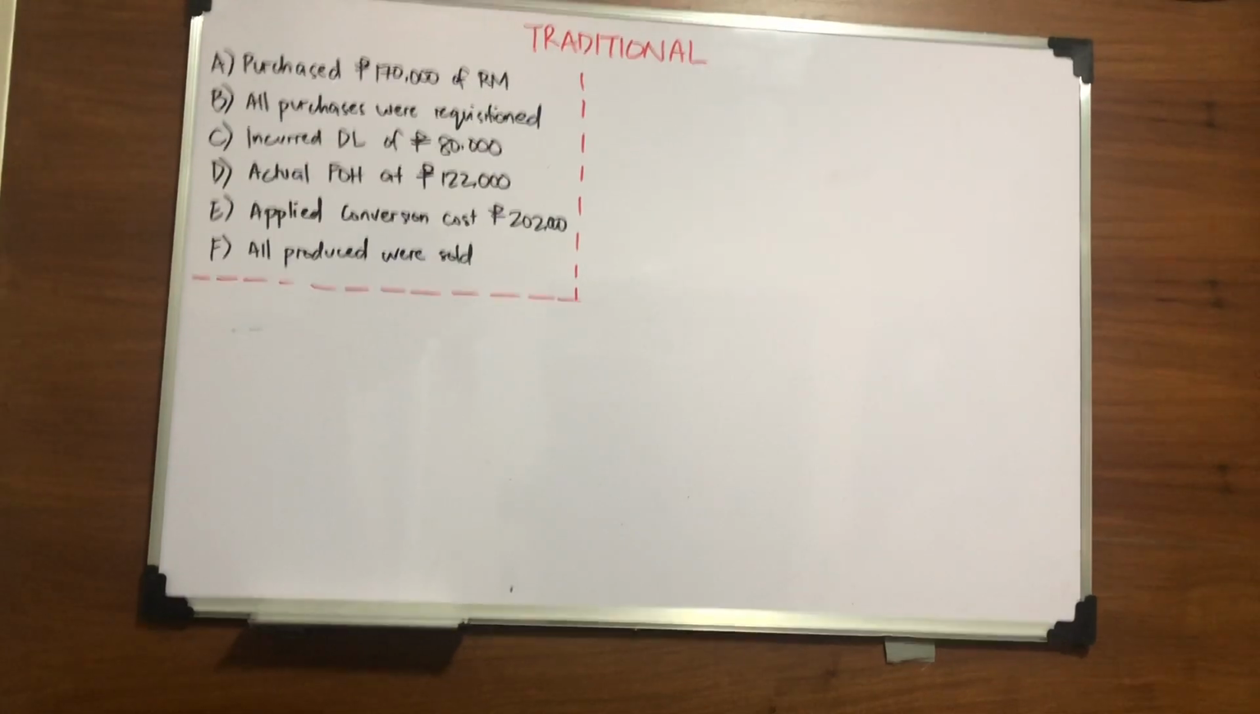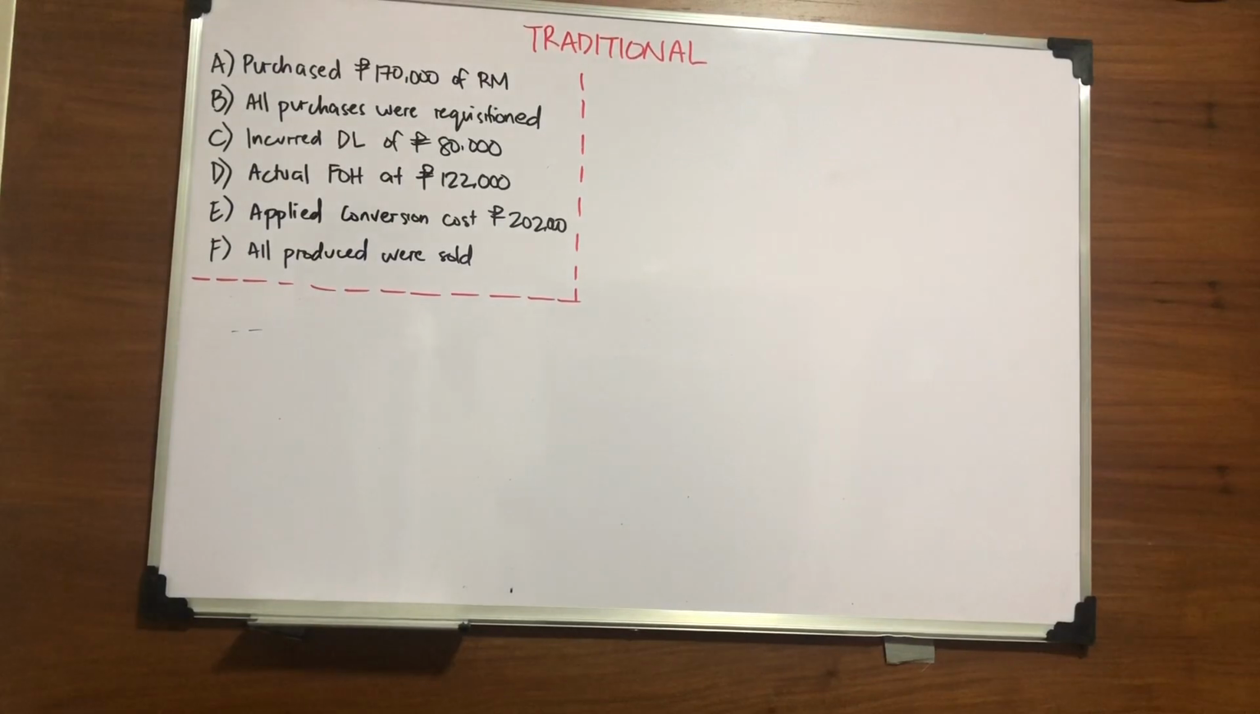Okay, so first you have your transactions here. So you have purchases, and there were requisitions to work in process. You incurred direct labor. You recognize overhead, and then you apply this overhead to conversion costs. And last, you produced, and last, all your production were sold. So meaning 100% of those that were produced were also sold at the same time. Okay, so let's first journalize this for letter A.